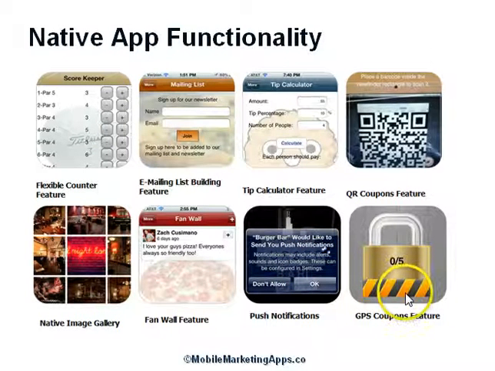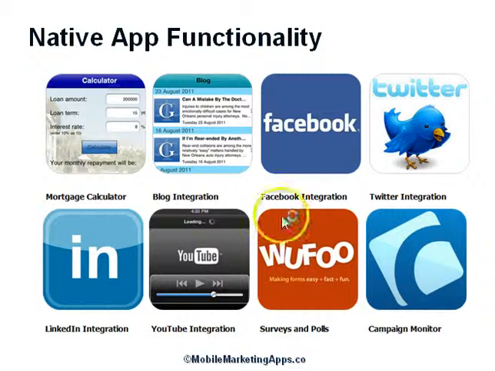GPS coupons. People come to your establishment and are then rewarded for doing so. After a certain number of visits, they unlock a special discount. Like if you're a restaurant, that could be a free appetizer or whatever. For realtors and mortgage brokers, we have mortgage calculator capability.